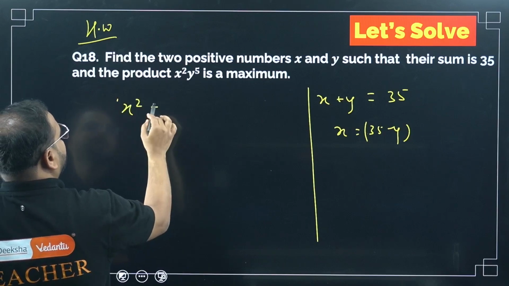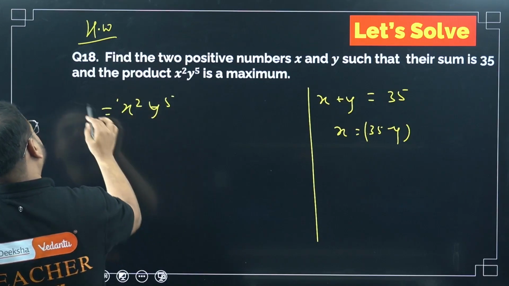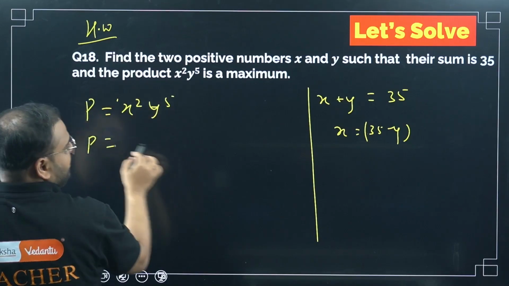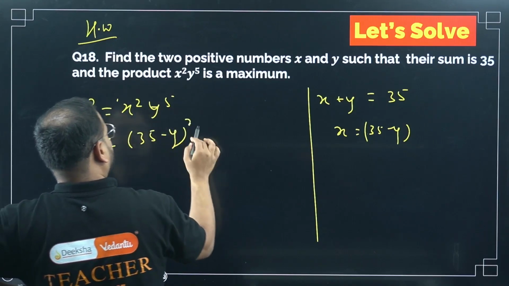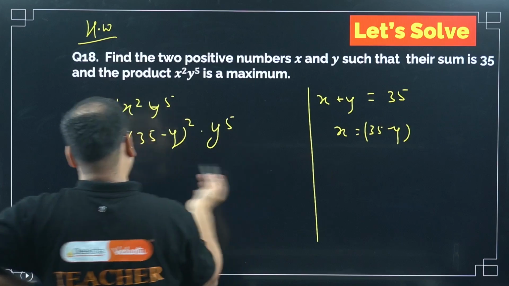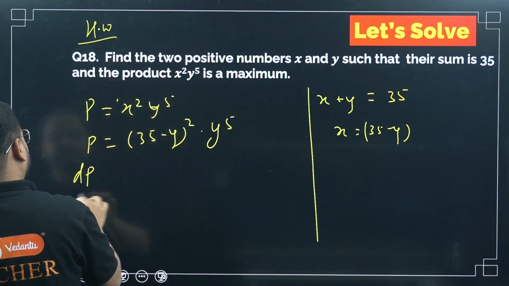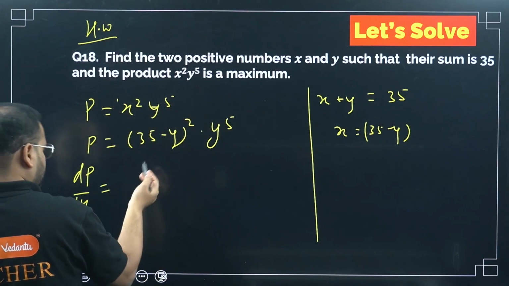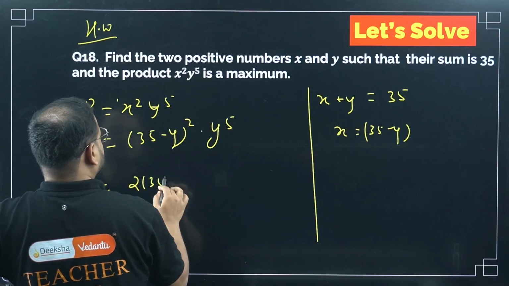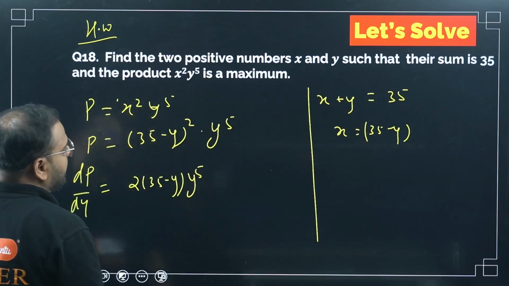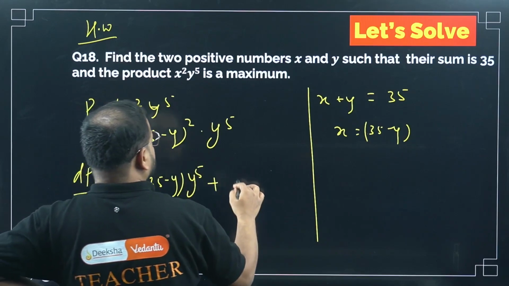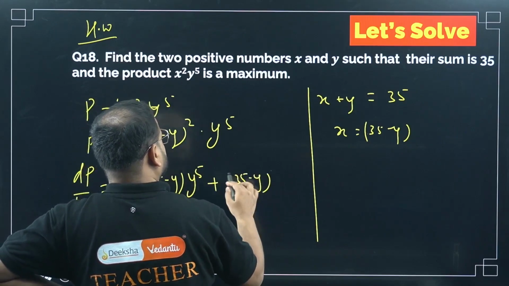What is the question given here? X square y power 5. Take this as P. P equals what? 35 minus y, the whole square, times y power 5. Apply the product rule here, you can find dp by dy. 2 times 35 minus y, keep y power 5 as it is. Now again, keep this part as it is, and this will be what?